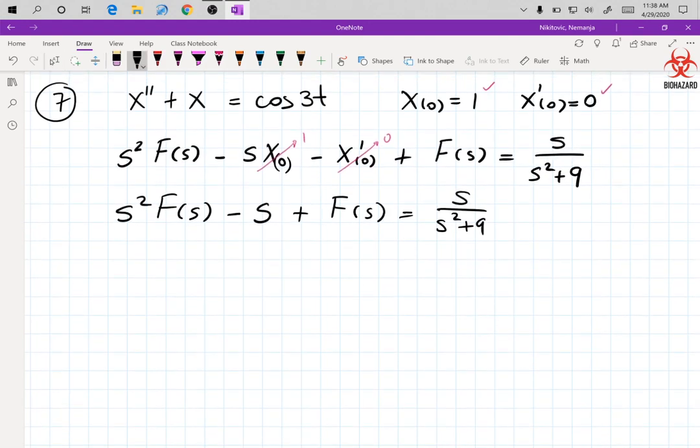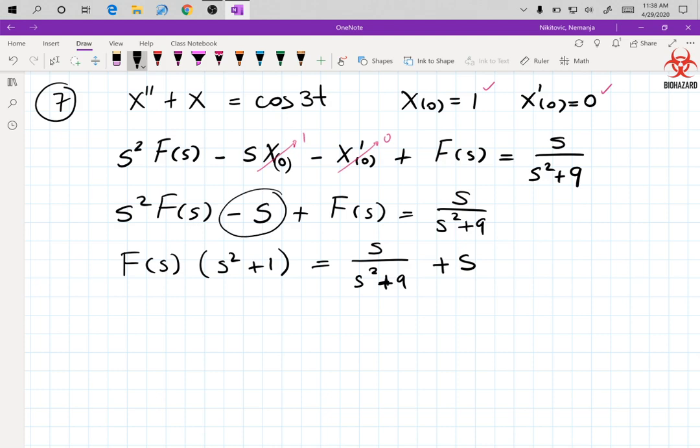So now I have my f of s factored out, and times s squared plus 1. So s squared plus 1 goes there. And this minus s goes to the other side as plus s, and when I factor out f of s, I get s squared plus 1. Good.